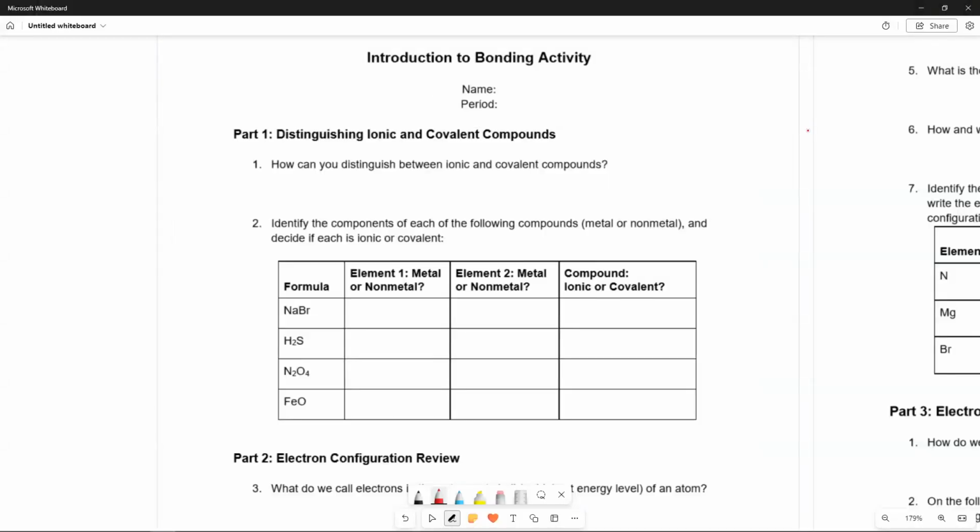Alright, let's go over some introduction to bonding stuff. So, part 1, distinguishing ionic and covalent compounds. Question 1 says, how can you distinguish between ionic and covalent compounds?